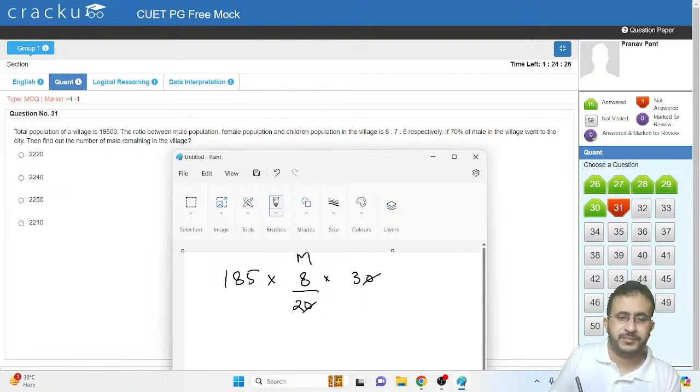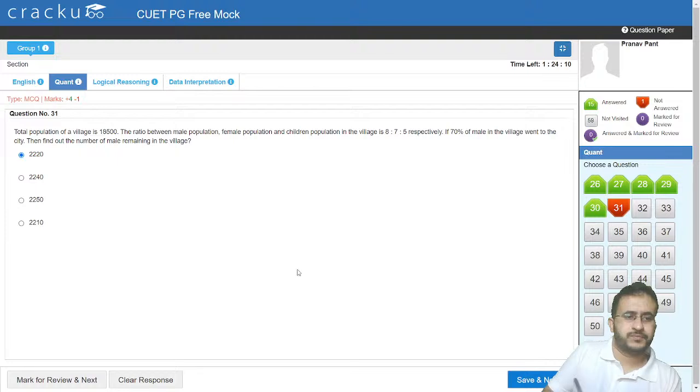So we get 3 by 2. This is 4. So 185 into 12. Okay, 12 5 60. 6 carries 96, 102, and then 10 carries 22. So 2220. Simple question.